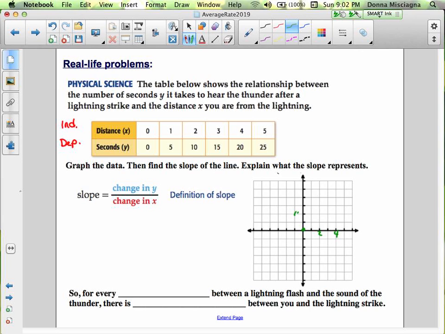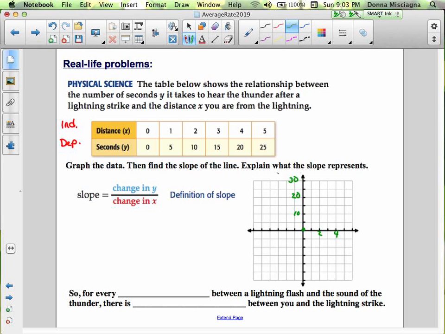Right? So for the x's, each box is 1. For the y's, each box is 5. Right? And I don't usually like to use different scales on the x and y, but if I don't, it'll never fit. All right, so now let's graph it. And as long as I'm consistent, I can still find the slope. All right, so we have one scale for the x's, one scale for the y's.